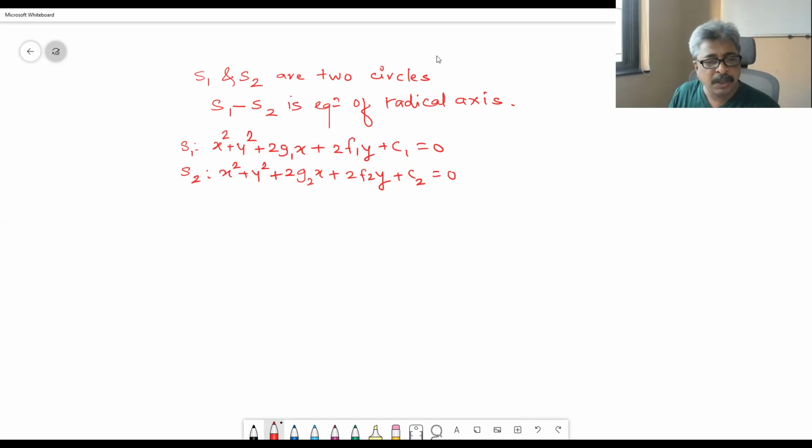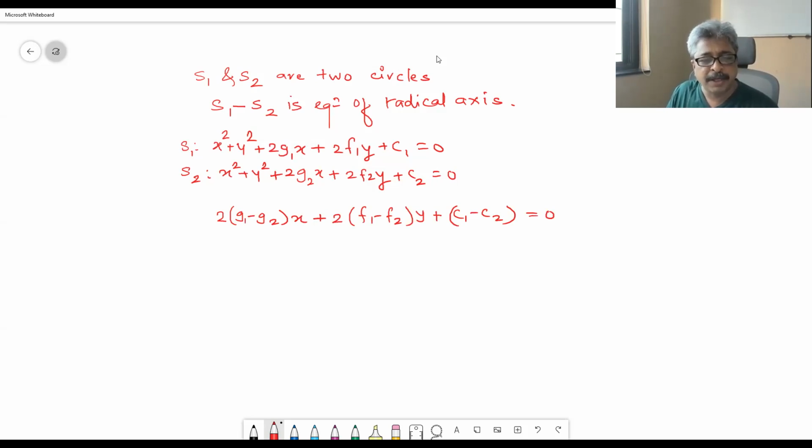Hence, S1 minus S2 is going to be 2 times (g1 minus g2) times x plus 2 times (f1 minus f2) times y plus (c1 minus c2) is equal to 0. This is your equation of radical axis.